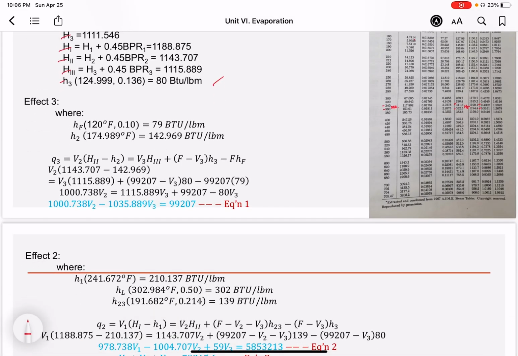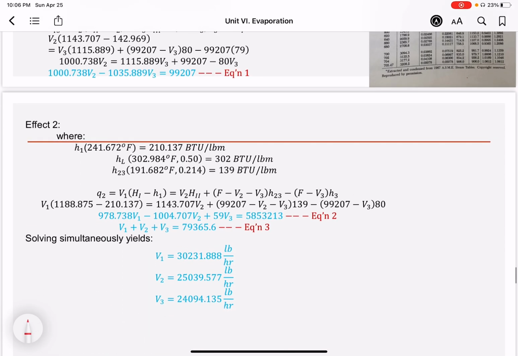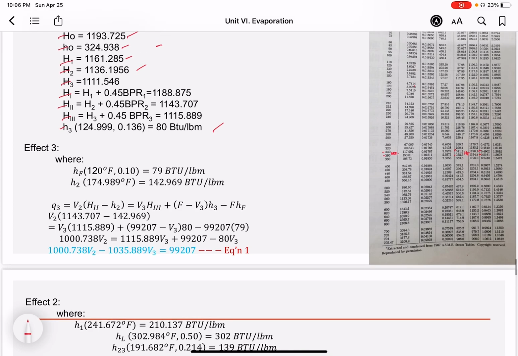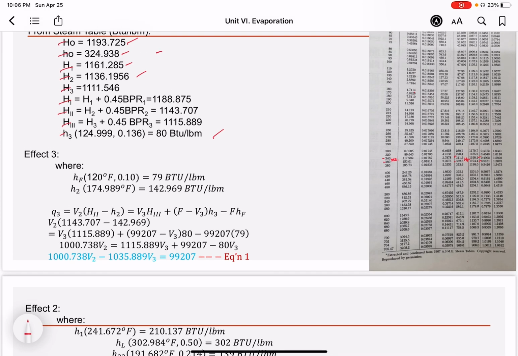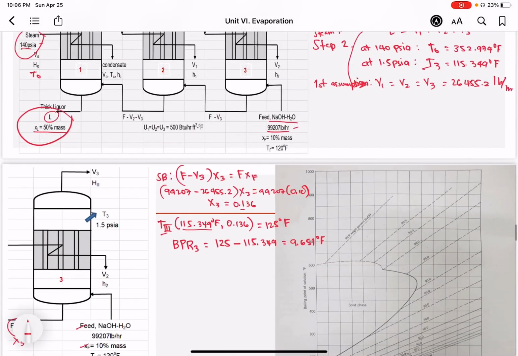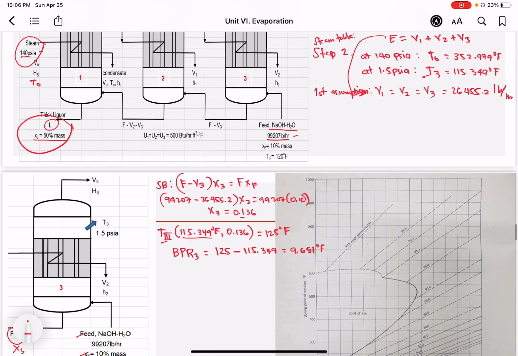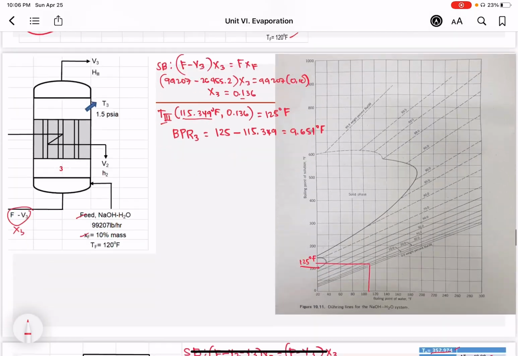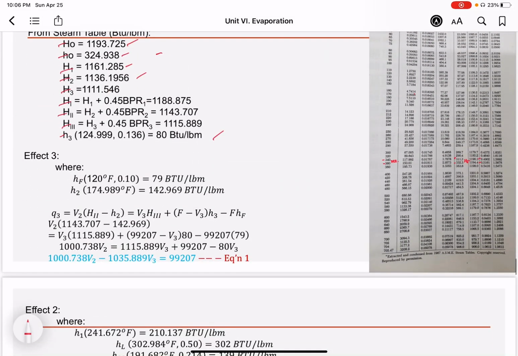And then, using your effect 3, to get your HF at 120 degrees and 10%, at effect 3, this one. Okay, given 120 and X of 10%, you could finally get H of F to be 79 BTU per pound mass. You also get H sub 2.